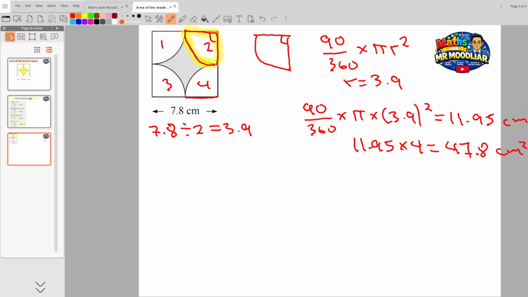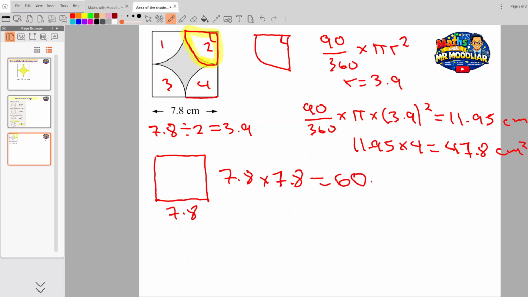And what else do we have? We also have a square. Let me just draw it separately with a base of 7.8. The area of that shape would be 7.8 times 7.8, which would give you 60.84. So the area of the square is 60.84 centimeters squared, and the area of those four sectors is 47.8.